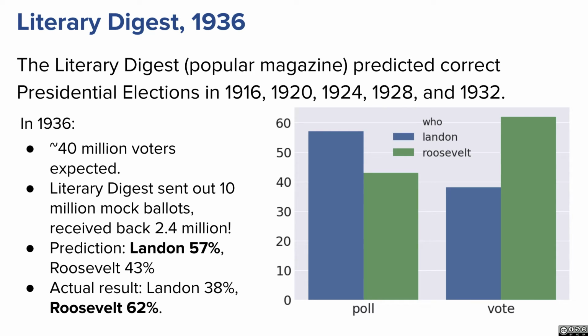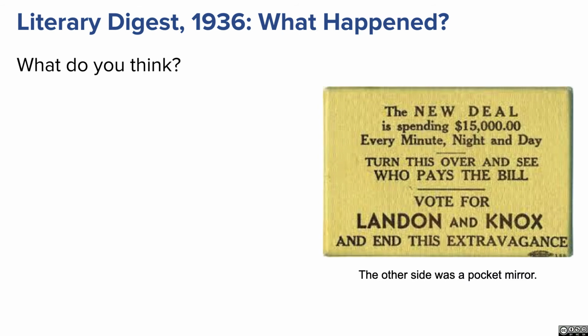To give you a graphical sense of what happened, this is what they put on the newspaper: the New Deal spending $15,000 a night, turn this over and see who pays the bill, vote for Landon and Knox and end this extravagance. The other side was a pocket mirror. The idea was you look at yourself and think, I'm paying for his bill, I should vote for Landon. And that didn't work out too well either.